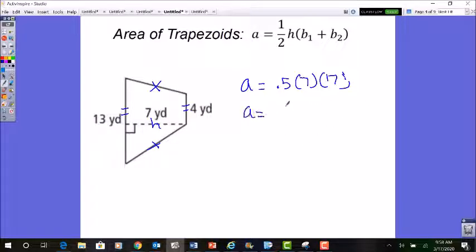Alright, and we end up with 59.5 yards squared.